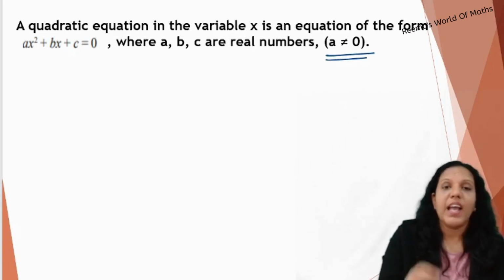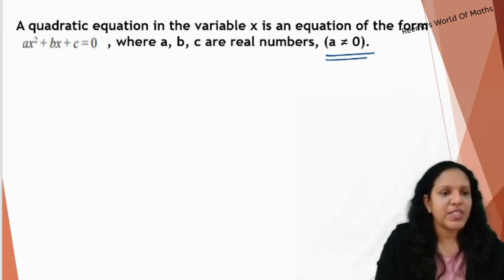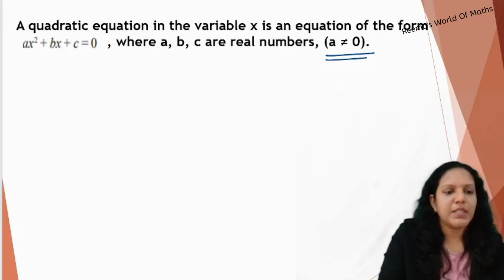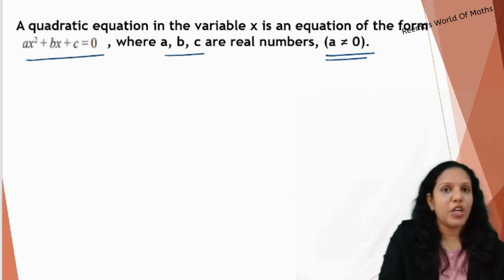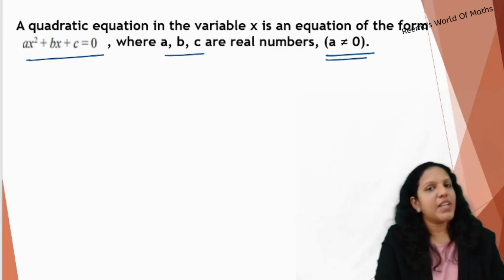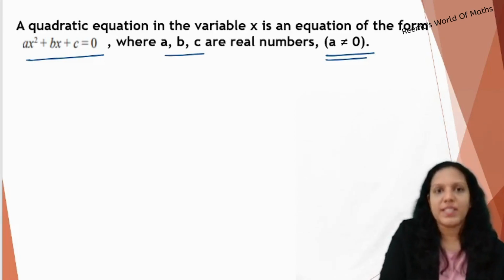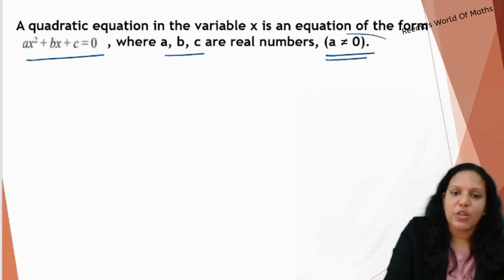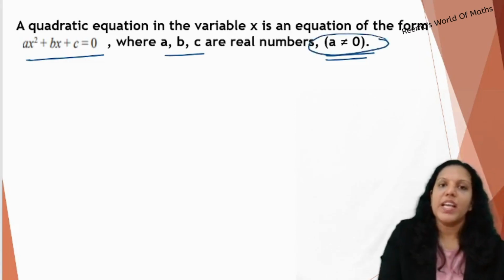So we can say the standard form of a quadratic equation is ax squared plus bx plus c equals 0, where a, b, c are the coefficients of the variable, and they can be any real numbers. It can be fractions, integers, rational numbers, irrational numbers. Only one restriction, which is a cannot be equal to 0.